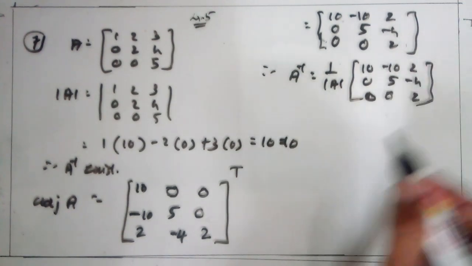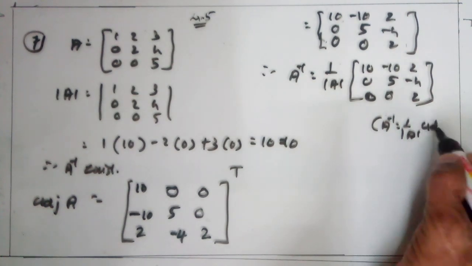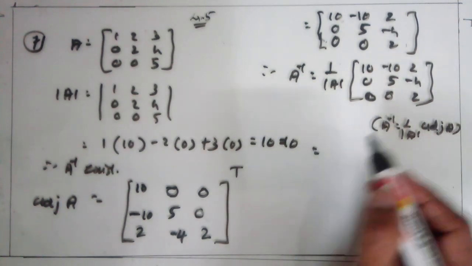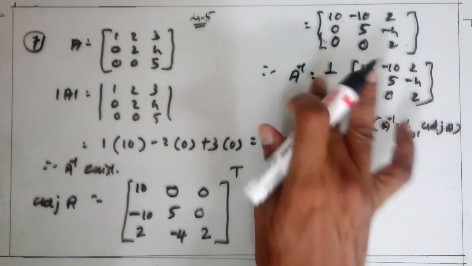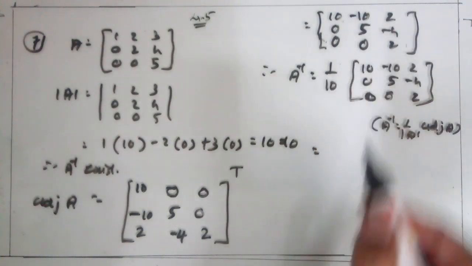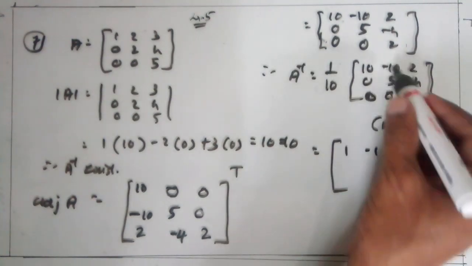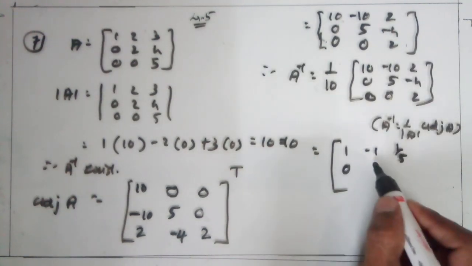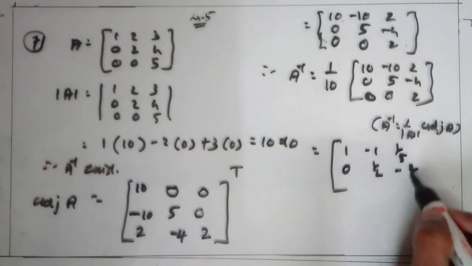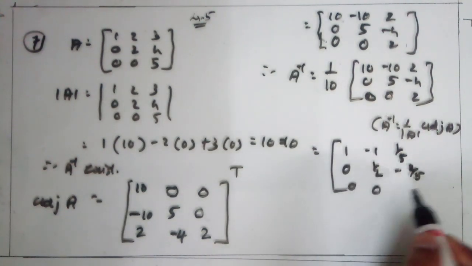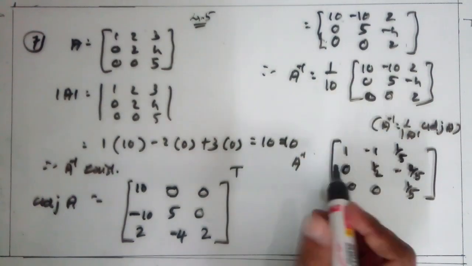Clear? You know the formula, A inverse is equal to 1 upon determinant of A into adjoint of A. Applying this, here replace determinant of A by its proper value, 1 upon 10. Now take 1 upon 10 inside. So here we get 1, minus 1, here 1 upon 5, 0, here 1 by 2, here minus 4 upon 10 becomes minus 2 upon 5, here 0, 0 and 1 by 5. This is the A inverse. Clear? So A inverse.